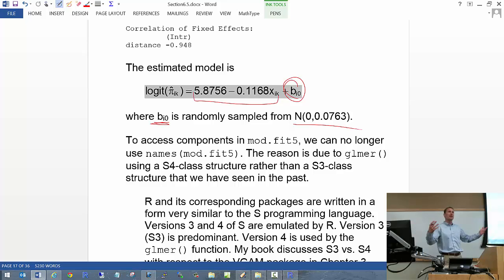So what's the correlation of these effects? That corresponds to the correlation between beta hat 0 and beta hat 1. So if you were to write out, you get the estimated covariance matrix out, just like what we've done before. You have that covariance in there. You could use that covariance to find a correlation.